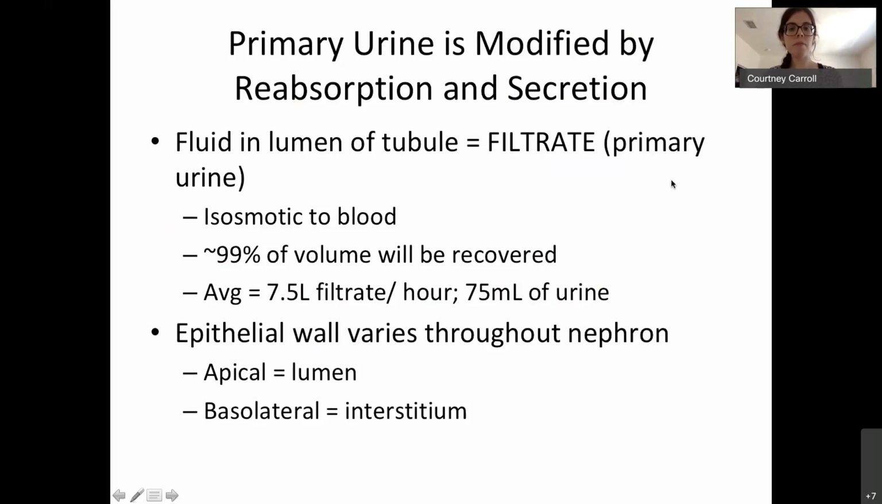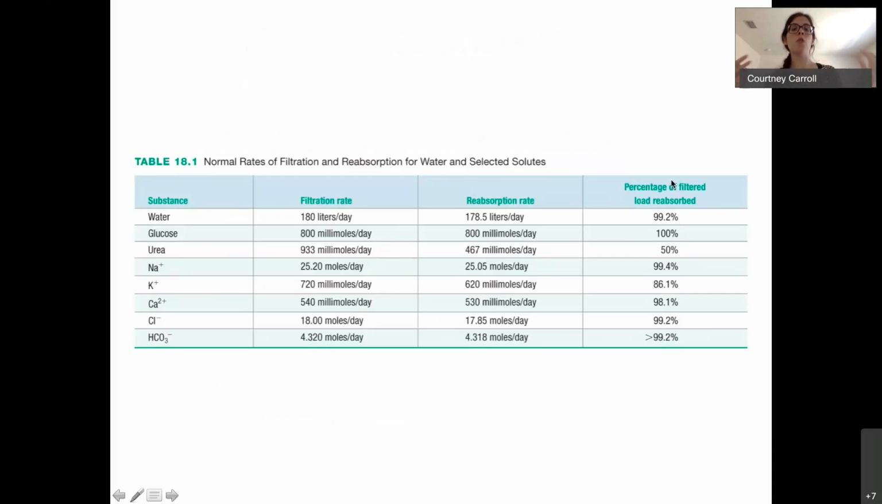Okay. So these are some normal filtration and reabsorption rates for some typical solutes. Starting with water, most of it is going to be reabsorbed, 99%. So you're going to take water out of the blood, and then most of it goes back. A small amount becomes urine. Glucose is an interesting one. In normal people, 100% of your glucose is going to be filtered and then reabsorbed.